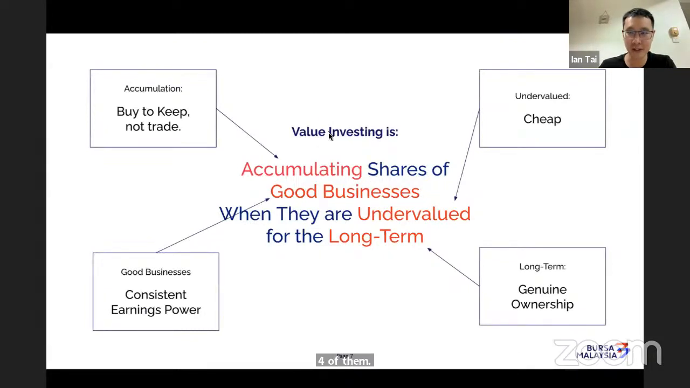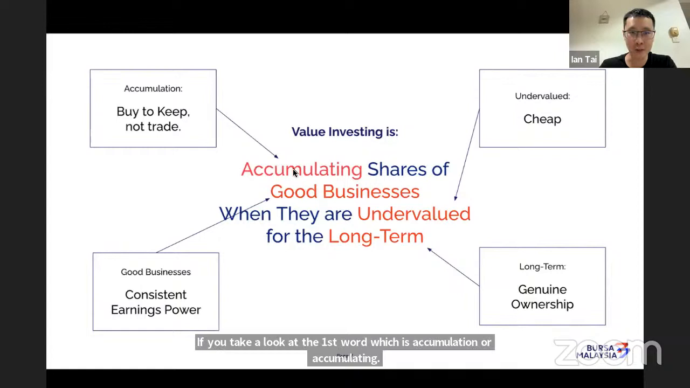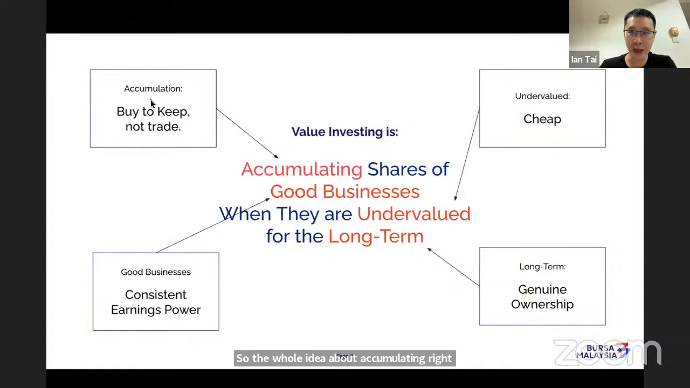When it comes to value investing, take a look at the first word, accumulating. The whole idea about accumulating is that we buy with the intention to keep. When we go into the stock market and buy a stock, we are looking at it from the business point of view, and we want to be a genuine shareholder of a company. We buy to keep. We are not buying thinking, I'm going to buy it today at $1 and cash it out and sell it for $2. That is not our game plan.